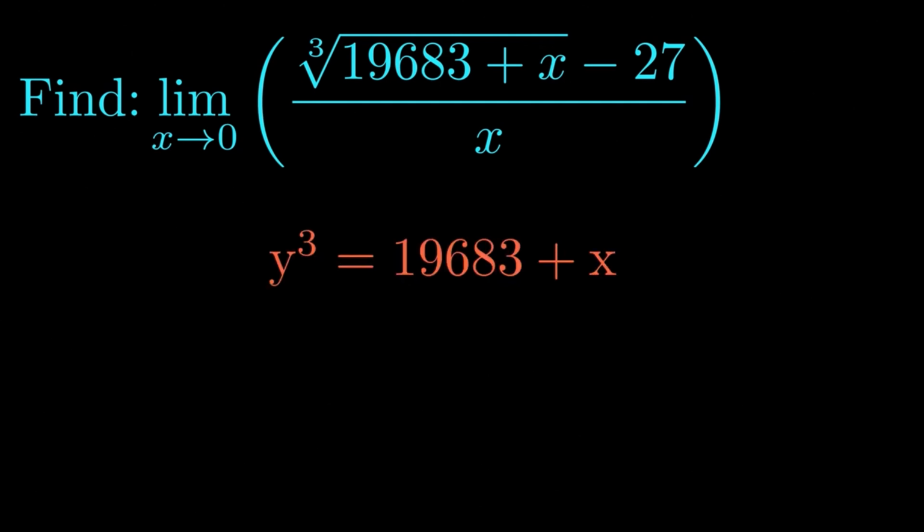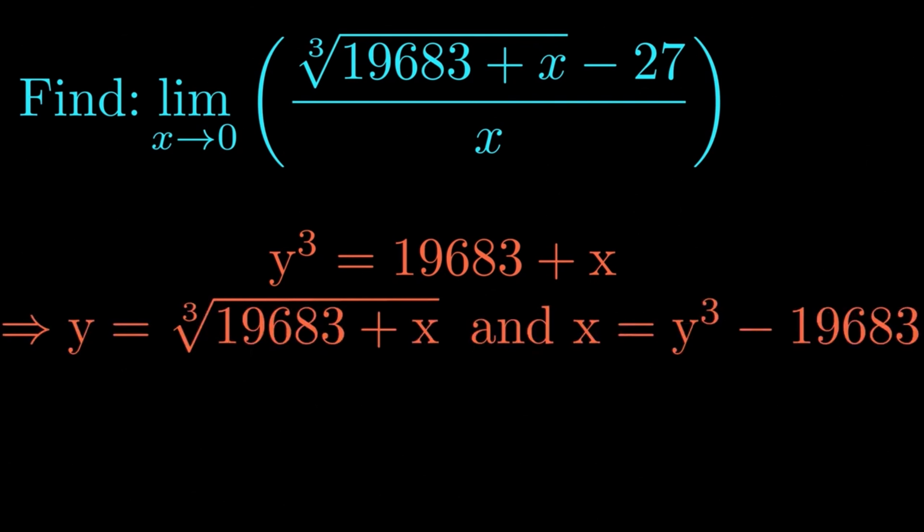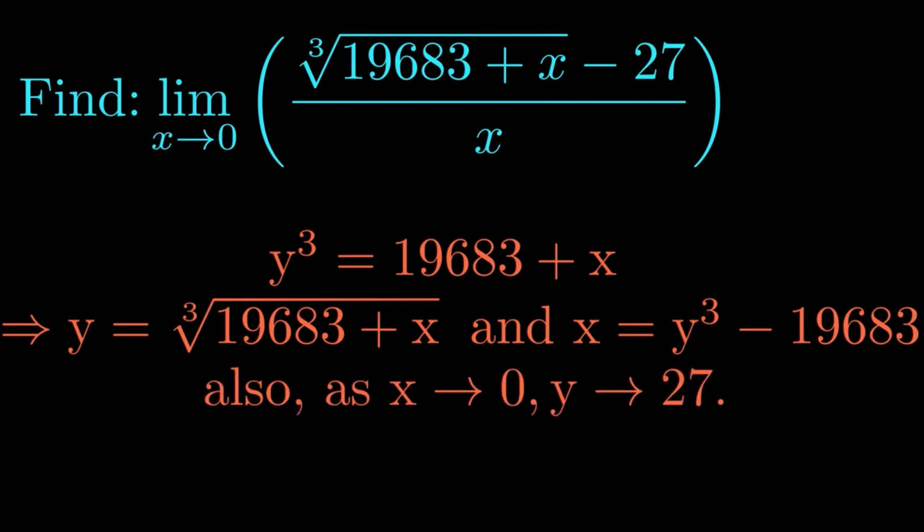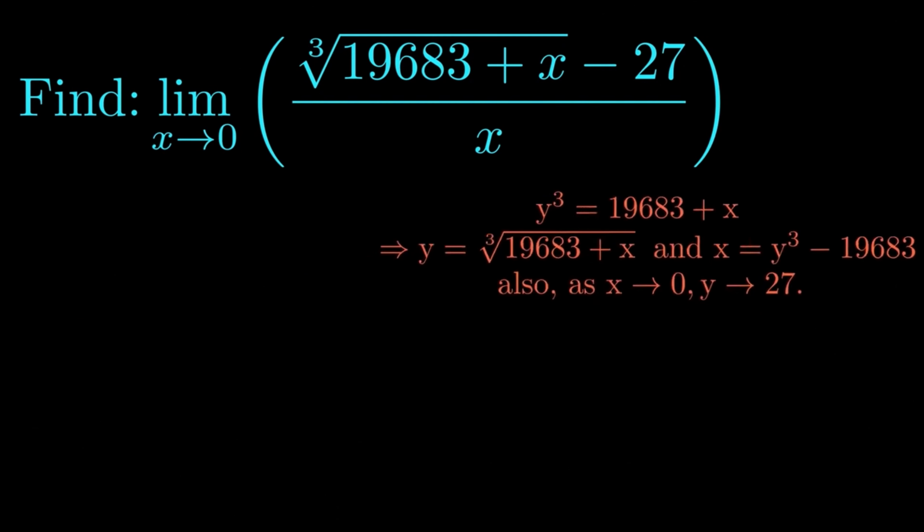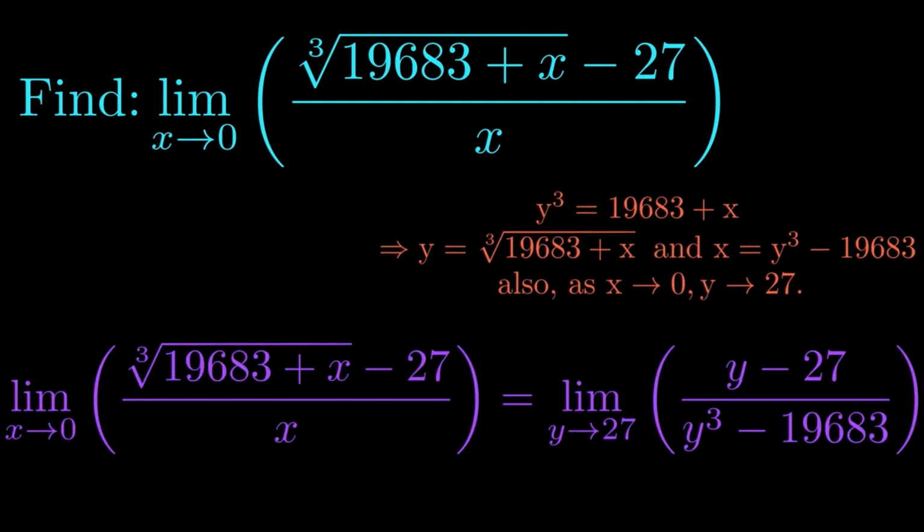Let's begin by setting y cubed to be equal to 19,683 plus x. This implies that y is equal to the cube root of 19,683 plus x, and x is equal to y cubed minus 19,683. Also, as x goes to 0, y goes to 27. Because we've made a change of variable, we need to incorporate that new information into the limit. So our limit becomes the limit as y approaches 27 of (y minus 27) divided by (y cubed minus 19,683).